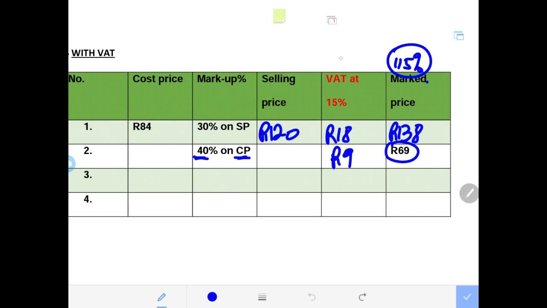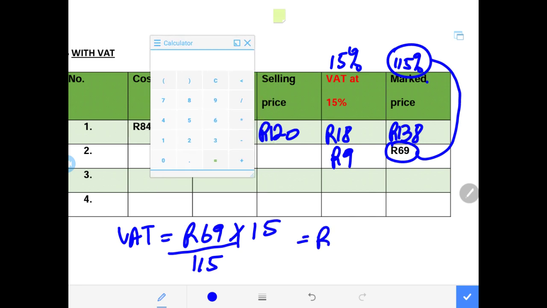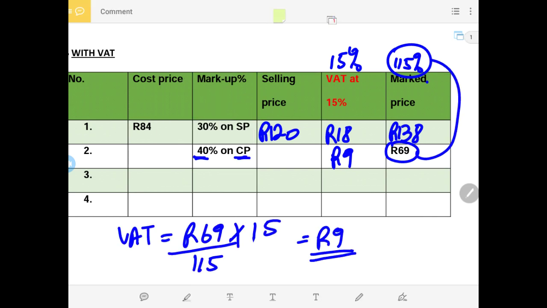I could have also put that on top because it does not change. This column percentage is 15. So we are looking for VAT. We say how much do we have? We have 69 Rand. We multiply by what we are looking for. What are we looking for? We are looking for 15. We divide by what we have. The percentage of the amount we have is 115. Then the answer should give us the amount that we are looking for. It is 69 times 15 divided by 115, and this is 9 Rand. That is how we got to this correct amount of 9 Rand.